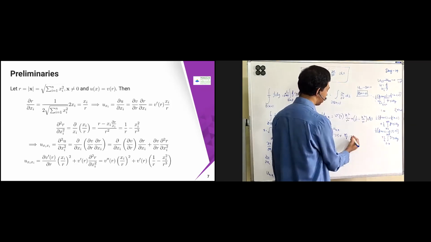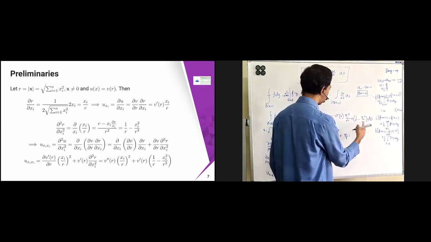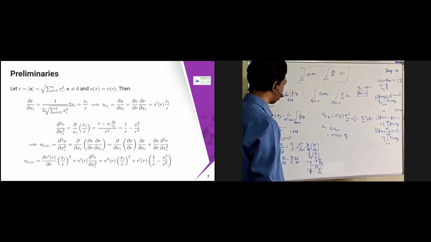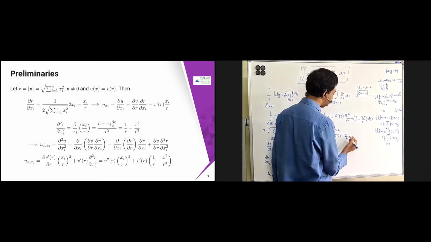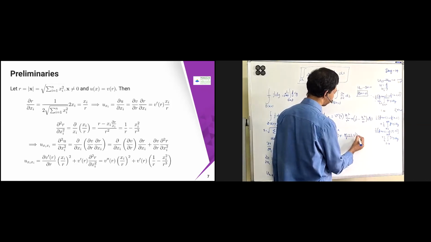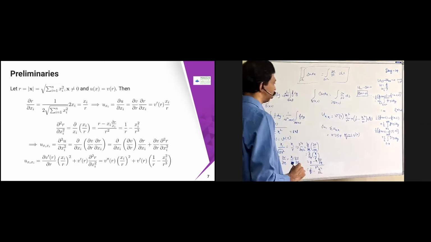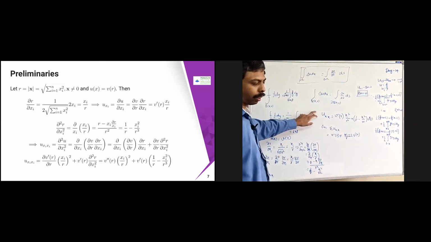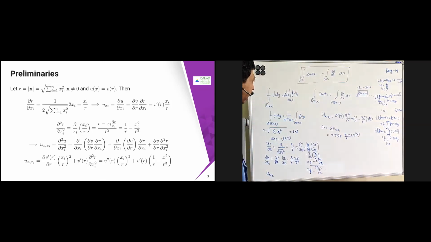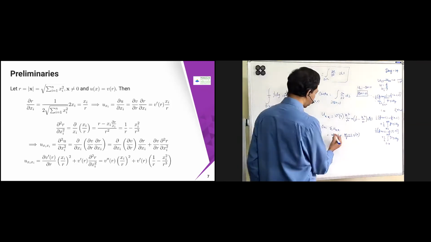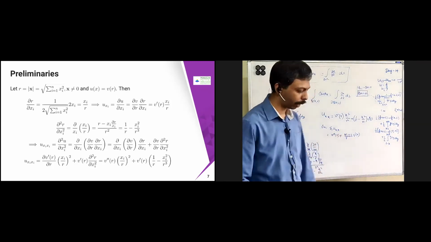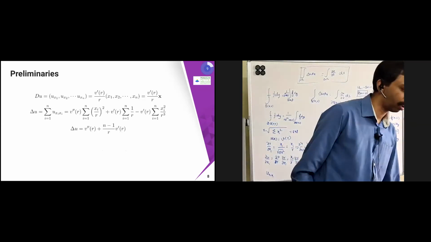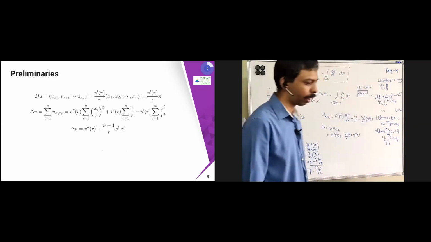Minus, this is the summation of xi², which is r², so r² will be cancelled and you get again 1/r. So I'm just going to write it as (n minus 1)/r times v'(r). Just work this out. This is the one which you are going to use again and again: v''(r) plus (n minus 1)/r times v'(r). This is what we are going to use for the rest of the things.